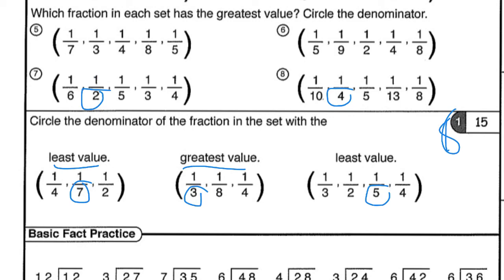Then you should have just put the denominators, because that's what you circled, 7, 3, and 5 over here. Don't write the whole fraction. If you did that, erase it and fix it. When you add those up, you get 15. And so there you go. Fix anything on your paper that's wrong. Pause the video, do the basic fact practice at the end, and then turn it back on when you're ready for the solutions.